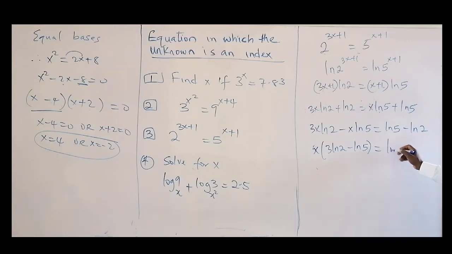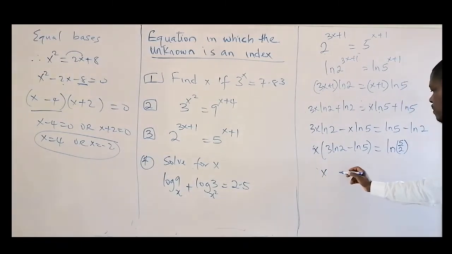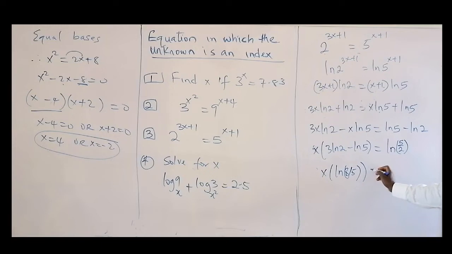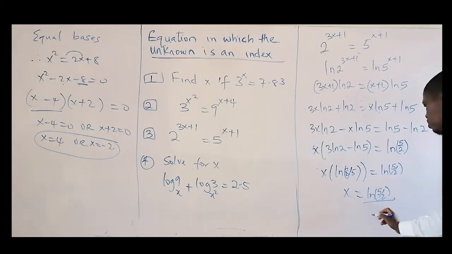So you have x(3 ln 2 minus ln 5) equal to, this one we can combine together if you want to. That will be ln 5 over 2. Okay, ln 5 over 2. And this one also, if you want to combine together, you can do that also. The bracket is ln 2 to the power 3, that's 8, so that will be ln 8 over 5. So x times ln 8 over 5 equal to ln 5 over 2. So make x the subject, and then we'll have ln 5 over 2 divided by ln 8 over 5.